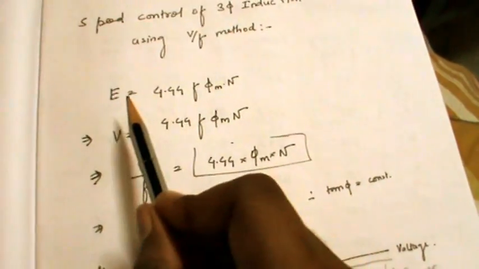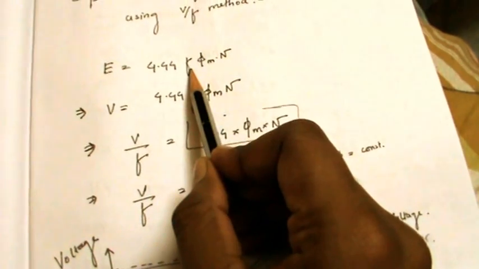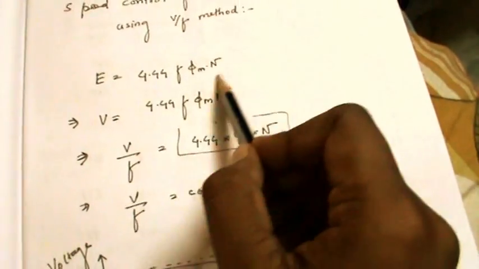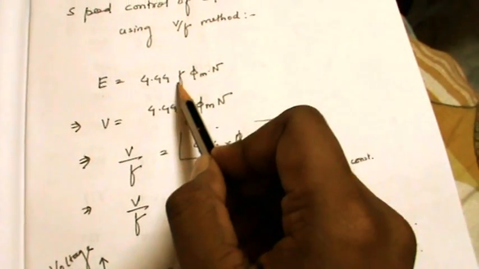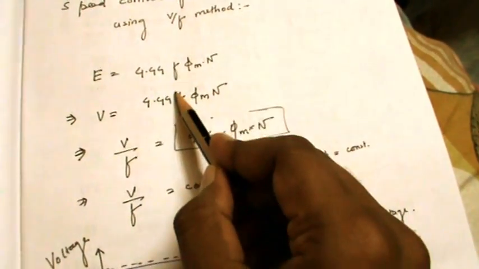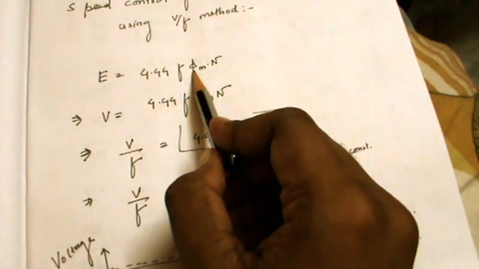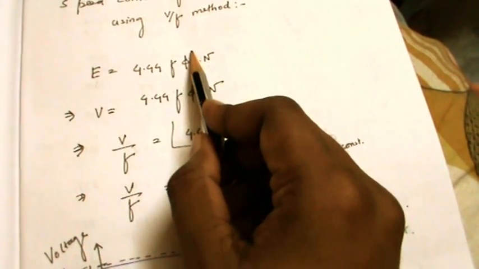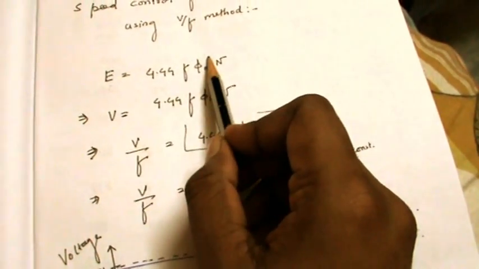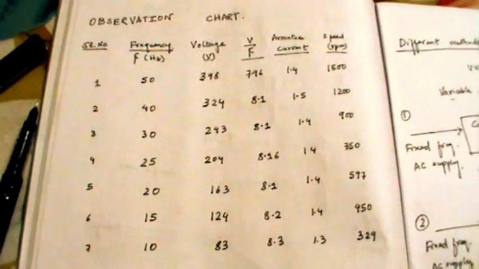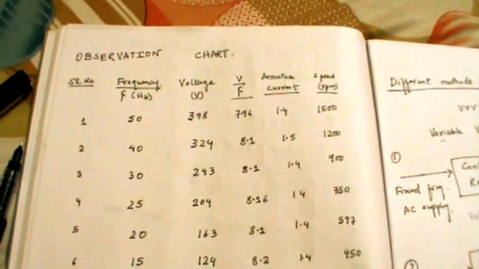So from here you see this equation: when the frequency is decreased, EMF is decreased to keep the flux constant. If the frequency was decreasing and the EMF was constant, then the flux would have increased, which would have led to high magnetizing loss and iron loss. I will explain that in another video. There is a very basic and very good concept about that.